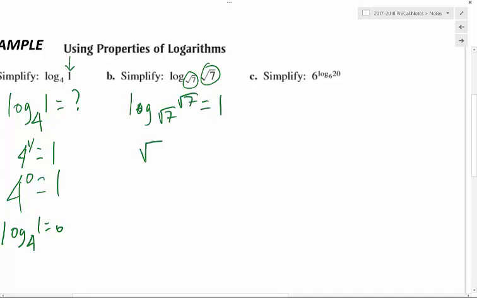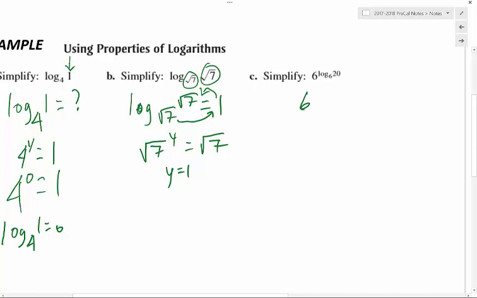Why? Because if I say the square root of 7 to what power equals the square root of 7, then I just simply have to conclude that y equals 1. So therefore, log base square root of 7 of square root of 7 equals 1. That's rule number 2. And then finally, the third and fourth rule comes into play here.